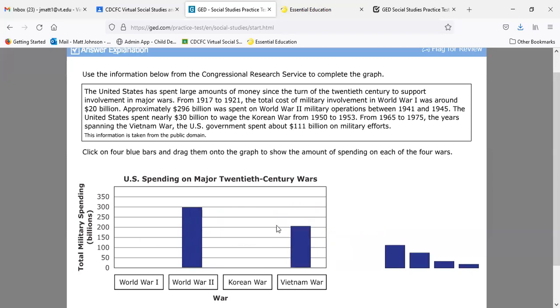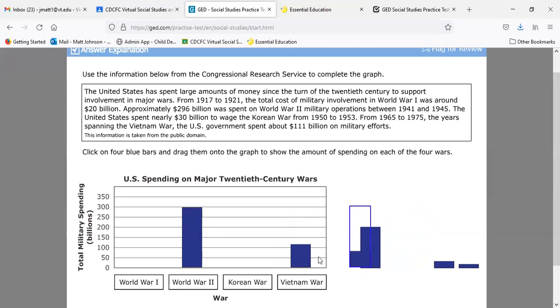We're 111. Yeah, in Vietnam. So this is Vietnam, I think. Okay, so 111 is the Vietnam War. No, that's 200, right? Let's look at this one, because we might not use that one, right? Because we have more bars than we need. So that is 111. So that's going to be Vietnam, right?